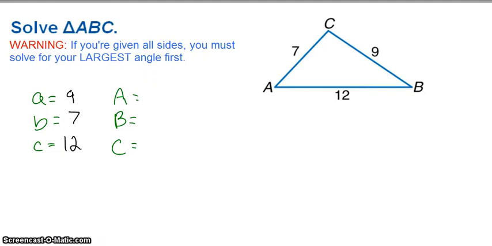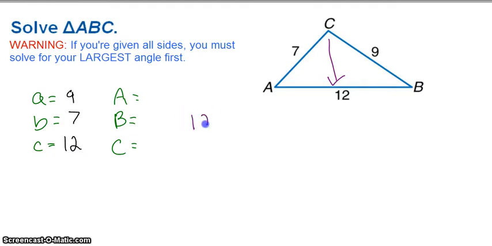And now one where you're given all the sides. Now, you have to be careful, because inverse sine won't give you an obtuse angle, and we don't know if this is an obtuse triangle or an acute triangle, so you have to solve for the largest angle first. The biggest angle is across from the biggest side, so we're going to solve for angle C first.